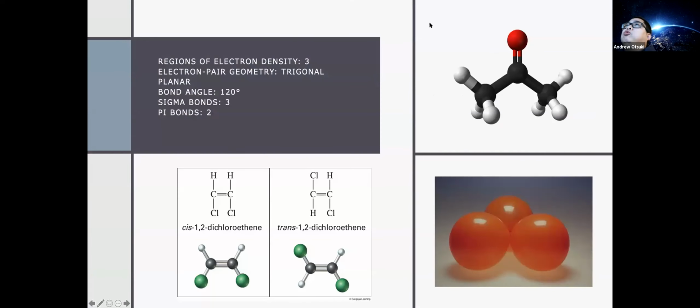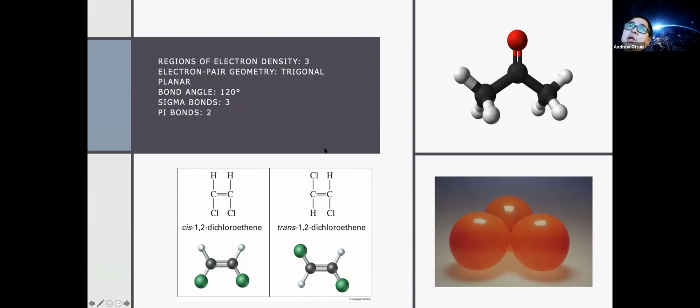So if we have 3 regions of electron density, here's our central atom. For example, in acetone, this is acetone right here. So if I look at my central atom, I have 3 electron groups around it. Now, the inclusion of a double bond actually is important when we talk about, say, these two molecules here.